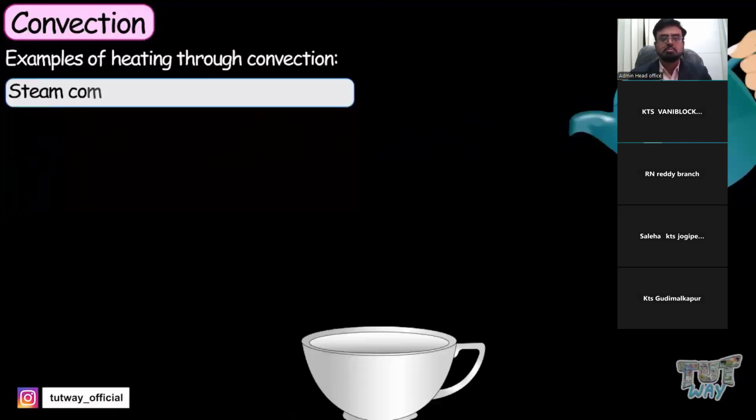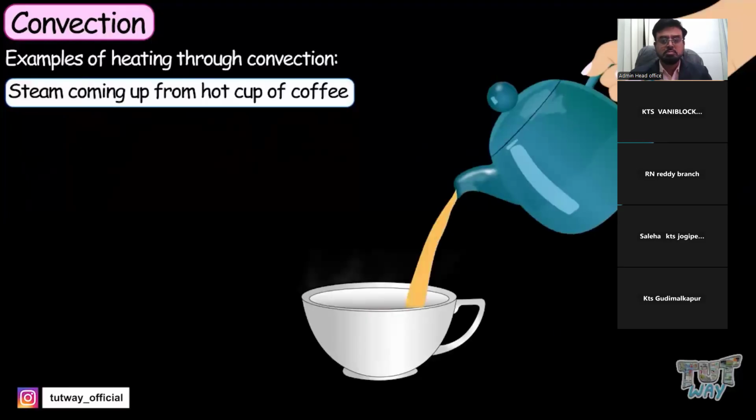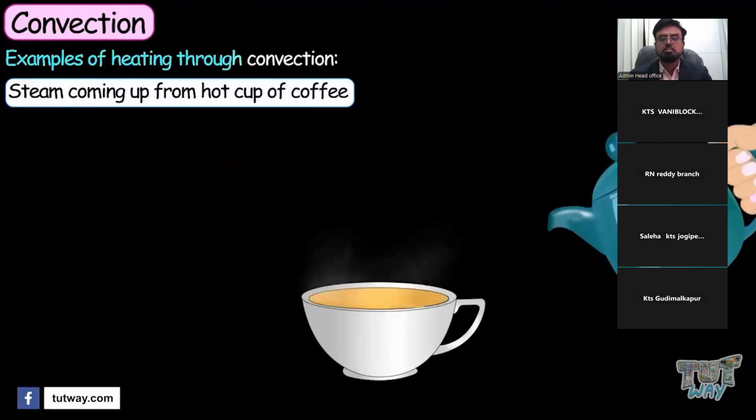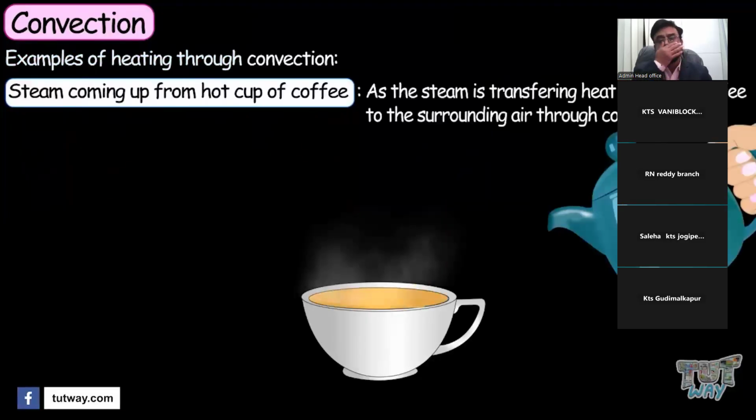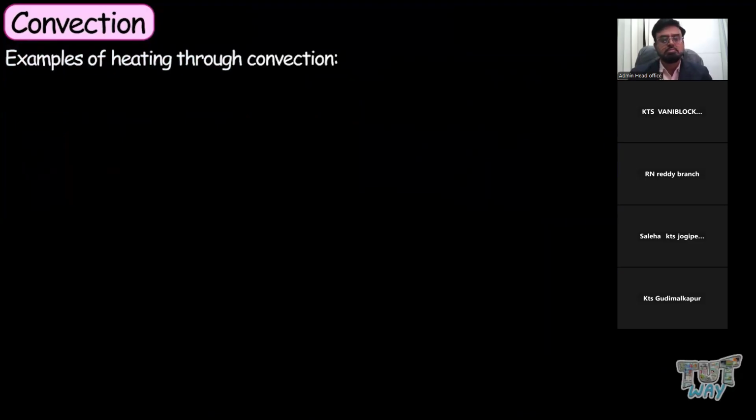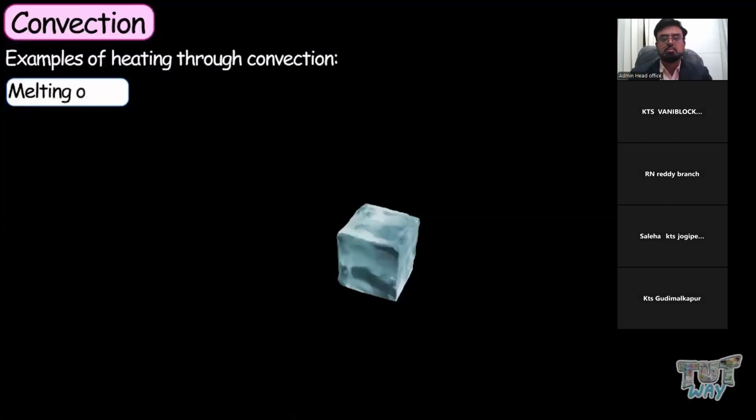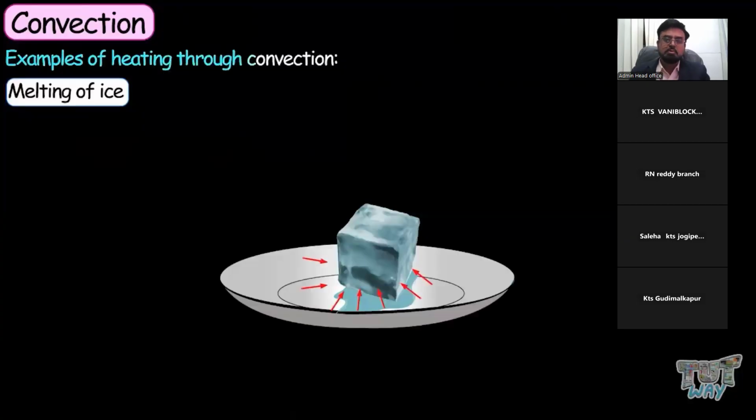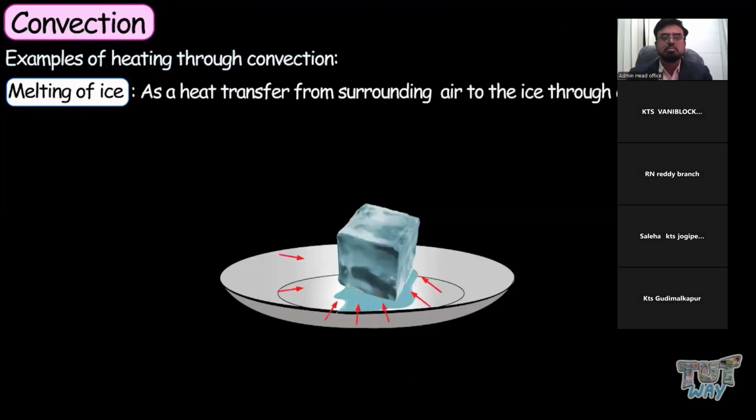Steam coming from a hot cup of coffee is an example of heat transfer through convection, as the steam is transferring heat from the coffee to the surrounding air through convection. Melting of ice is also an example of heat transfer through convection, as heat transfers from the surrounding air to the ice through convection.